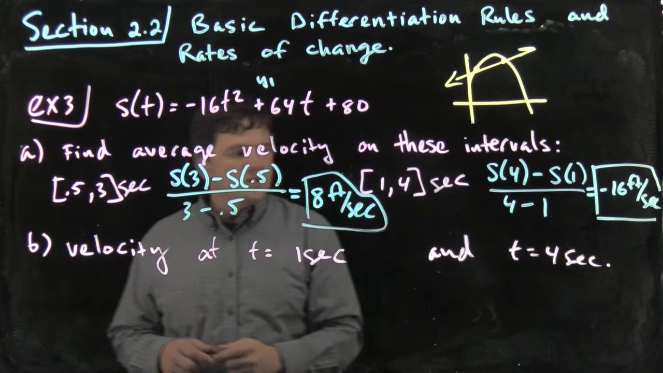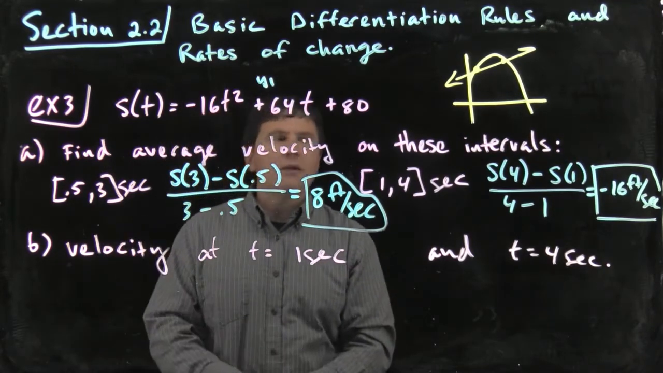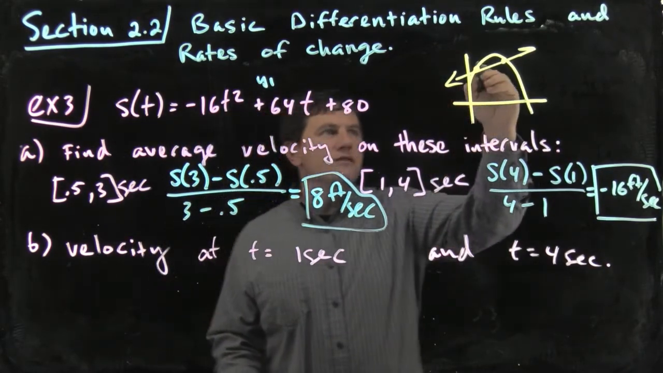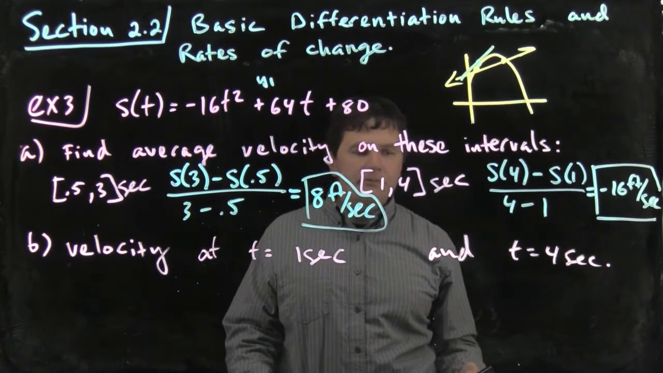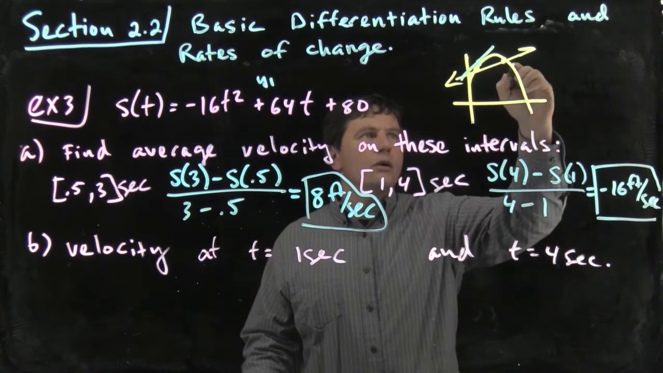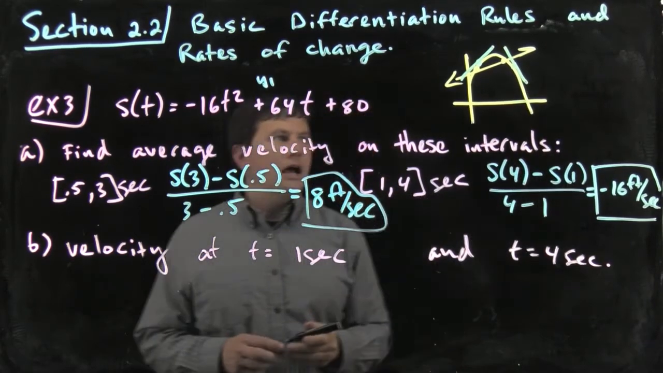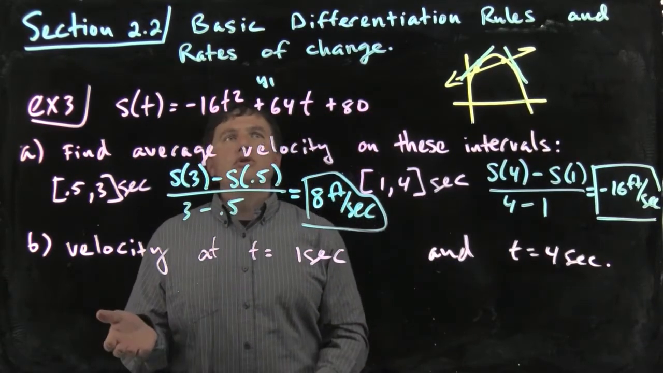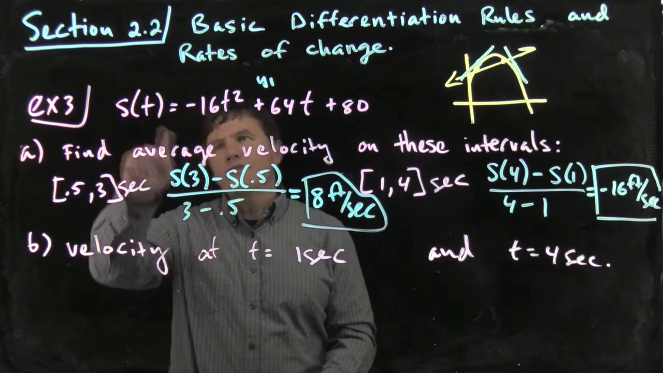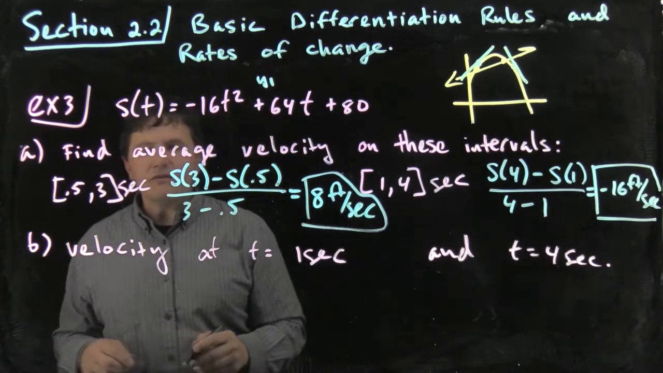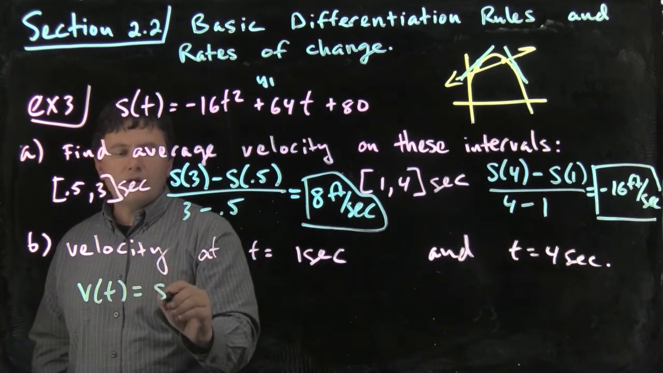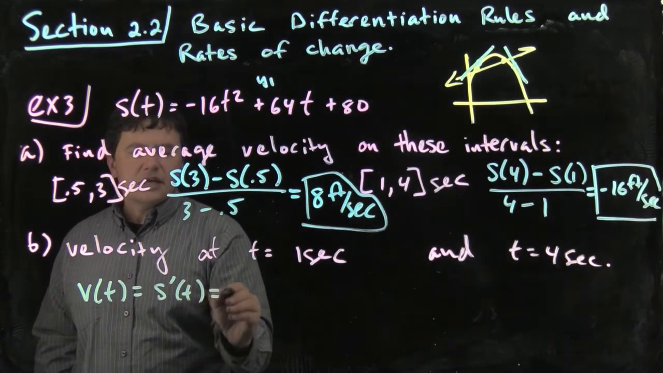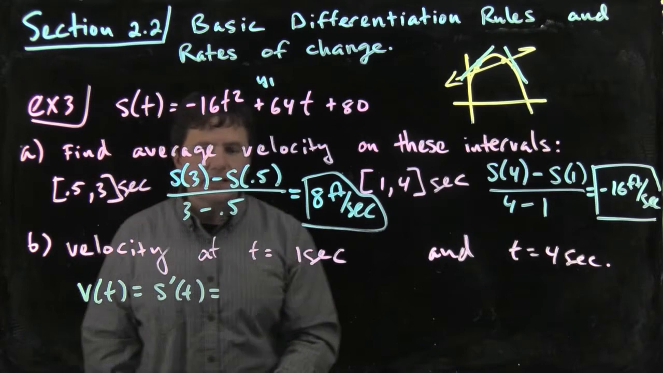Okay, so let's do these velocities. Now, the velocities we're talking about are instantaneous rates of change. So for instance, if I'm doing the velocity at 1, I'm talking slope of a tangent line. And at t equals 4, I'm doing slope of a tangent line as well. Well, in order to do the tangent line, we need the derivative. So we're going to take the derivative of our position function, which gives us our instantaneous velocity.